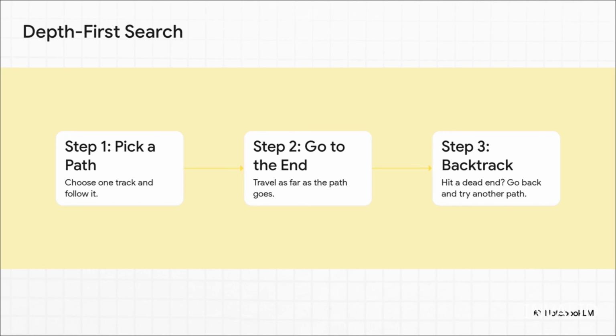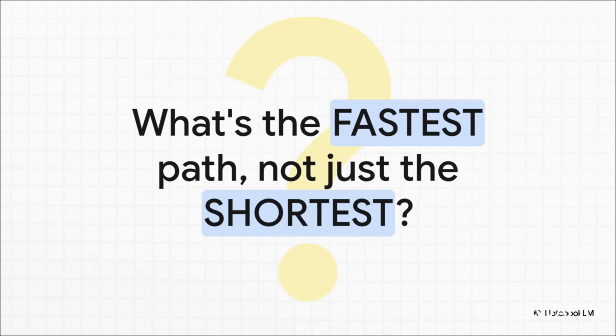The other main strategy is completely different. It's called depth first search, or DFS. Think of this one as the adventurous explorer. Instead of going layer by layer, DFS picks a path and just goes. It goes as far down that one track as it possibly can. When it hits a dead end, it just backtracks to the last choice it made and tries a new path. This is great for things like solving a maze or if you just need to visit every single station without caring about the order.